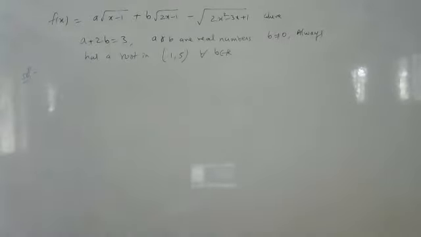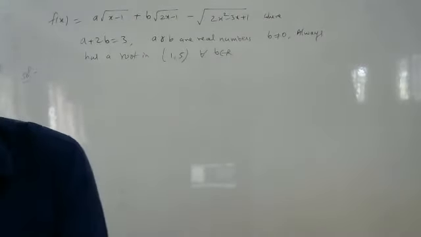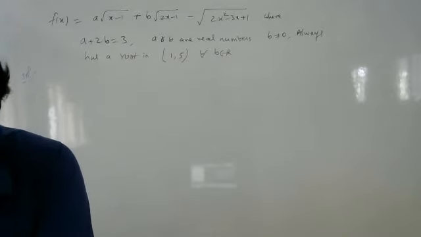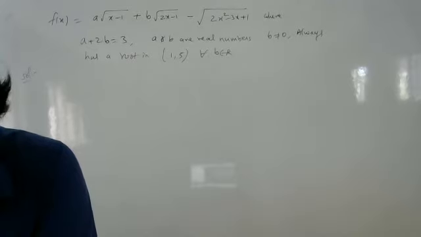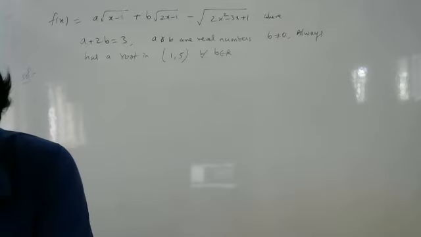f of x is equal to the given a under root of x minus 1 plus b under root of 2x minus 1 plus square root of 2x square minus 3x plus 1, where a plus 2b is equal to 3, a and b are real numbers, where b is not equal to 0. Always has a root in 1 comma 5. We have to prove this. We have to prove if there will be a root in 1 comma 5.